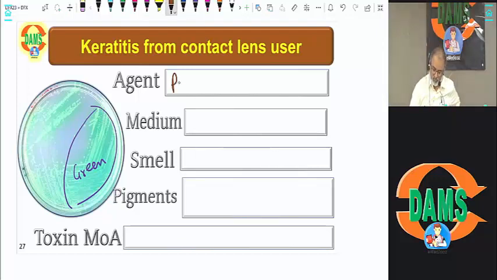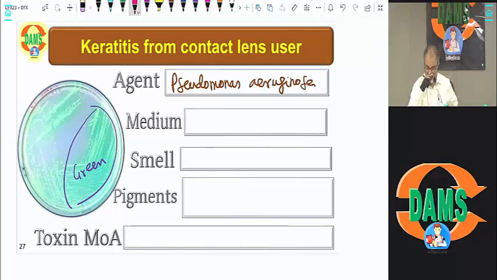Pseudomonas aeruginosa. What is the selective medium? I already told you, selective medium is a default. You must know all selective mediums. Okay, what is the selective medium? Very interesting medium: Cetrimide agar. Cetrimide is an antiseptic. It inhibits many bacteria, not this bacteria. Cetrimide agar.